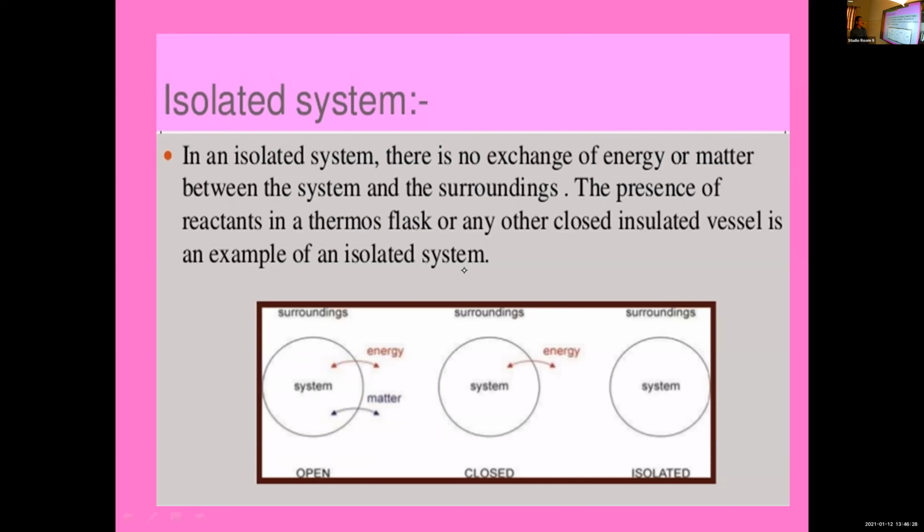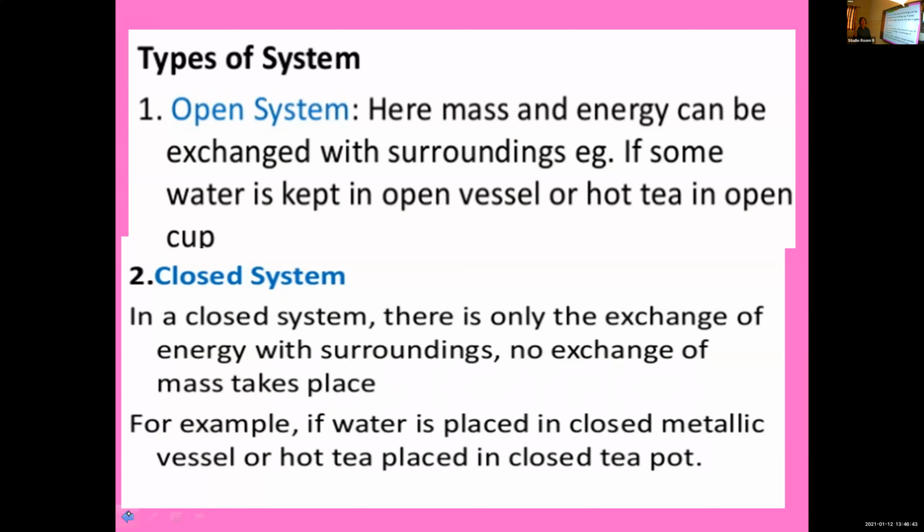Next, the third type of system is the isolated system. Yes, you want an example for a closed system? Water is placed in a closed metallic vessel. We are keeping the heat energy in a flask or something which is not insulated, just keeping it in a bottle and closing it. So naturally, heat energy is transferred through the metallic wall. Since it is metal, it is a good conductor, so the heat of the water in that vessel will be transferred outside.